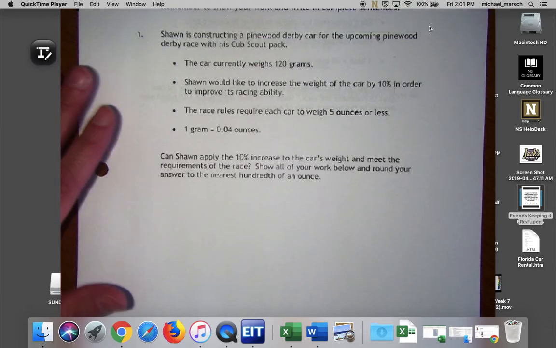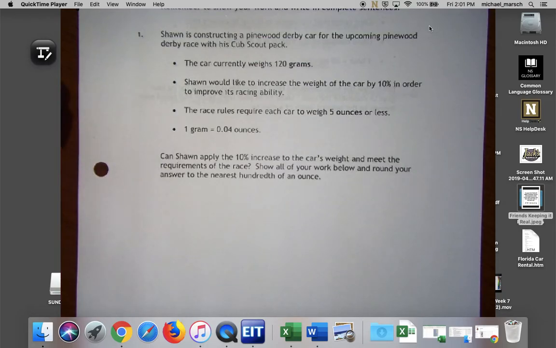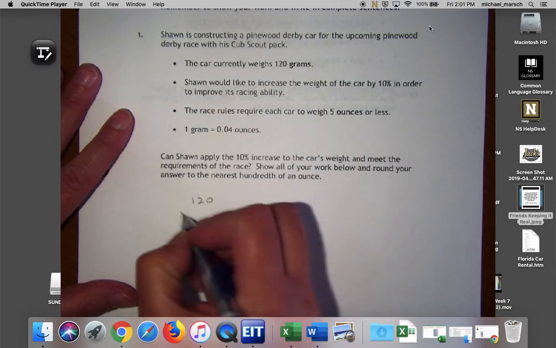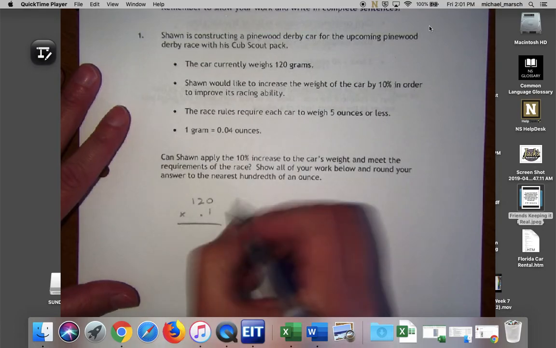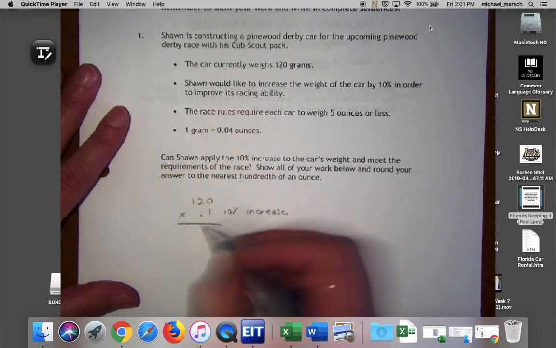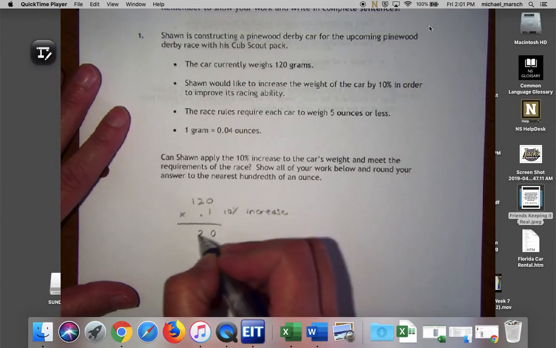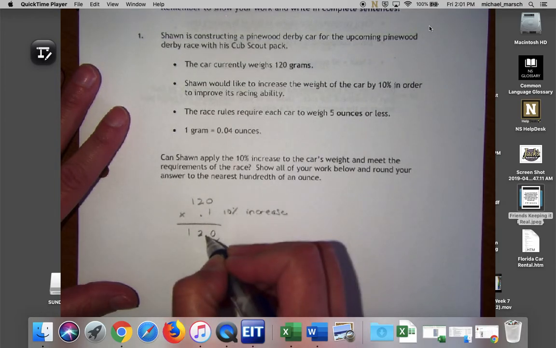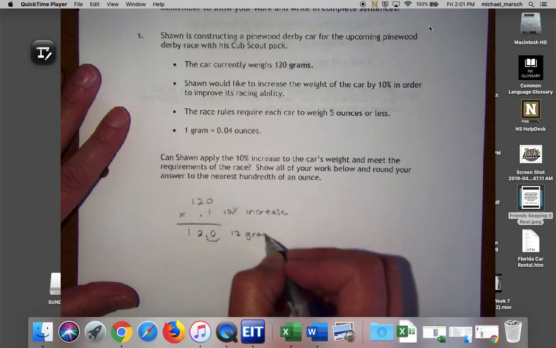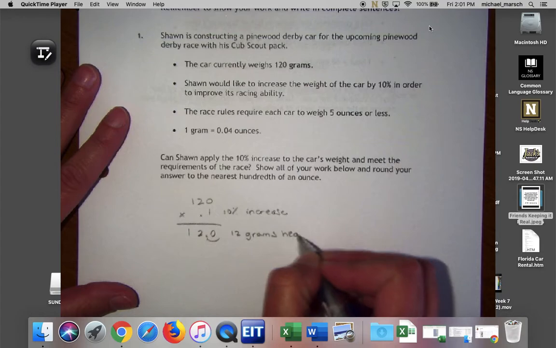Landon? 120 times, I'm going to multiply, right? By what? 0.1, the decimal value. Okay, so I'm going to do 120 times 0.1. This is the 10% increase. So I'm going to get 0, 2, 1, move my decimal 2 places. So it's going to be 12 grams heavier.